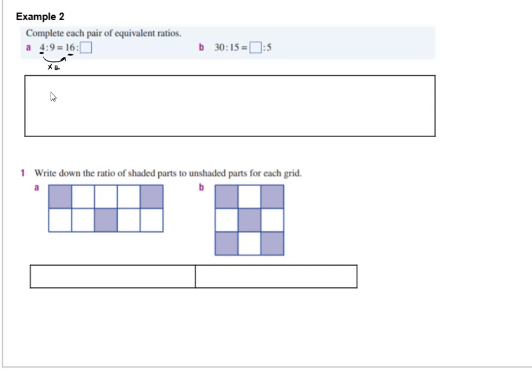Now, just like a fraction, we are changing the denominators and numerators, and you have to times them by the same number. We have to do the same thing with ratios. So if we times 4 by 4 to get 16, then we also have to times the 9 by 4 to get the answer in this box. Okay, so 4 to 9 is the same as 16 to 9 times 4, which is 36. 16 to 36.